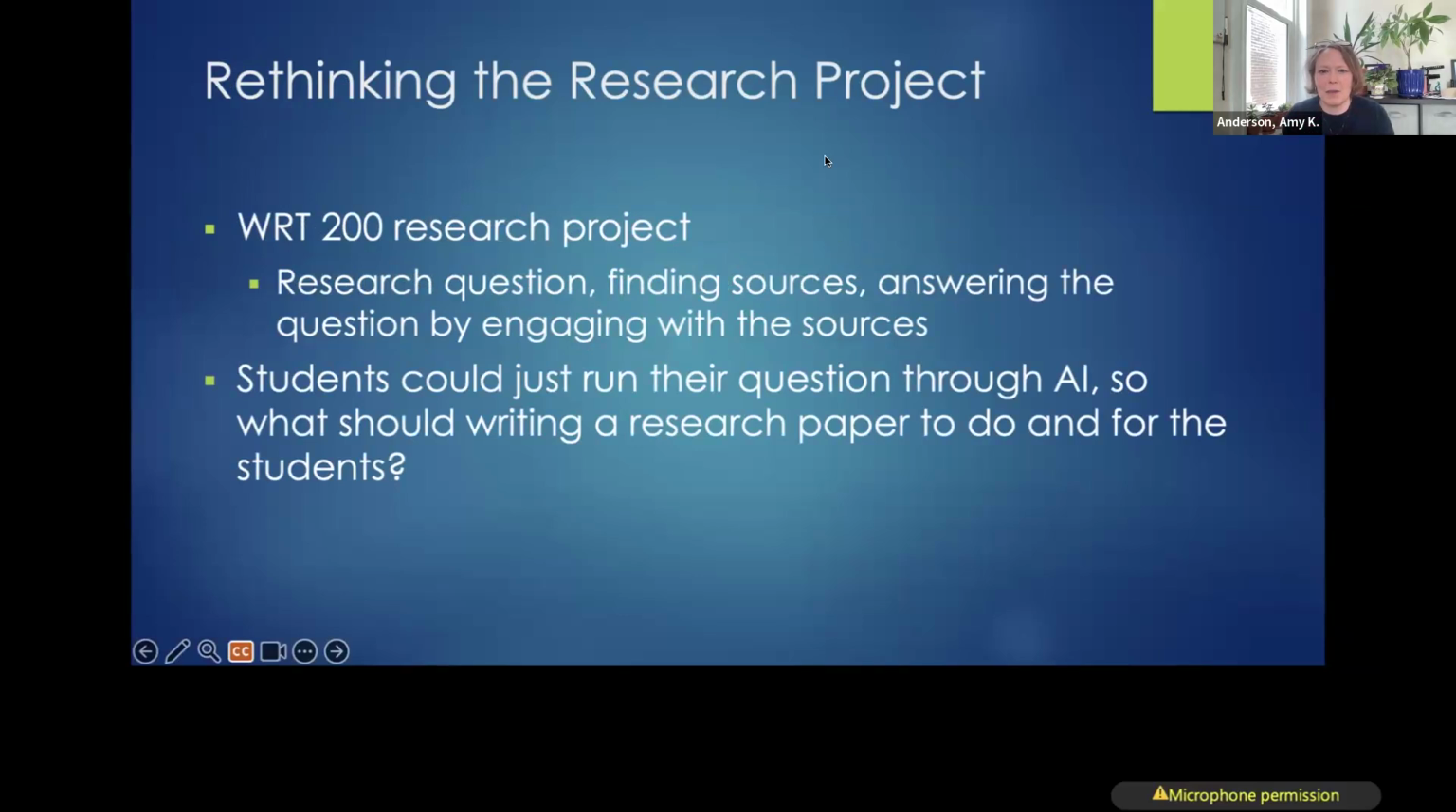The main elements of this research paper are having students develop a research question, find sources, and answer their question by engaging with the sources. Again, if students can just run their question through AI, then what should writing a research paper do to and for the students? As I was asking that question, I went in and redid the assignment, using some principles.